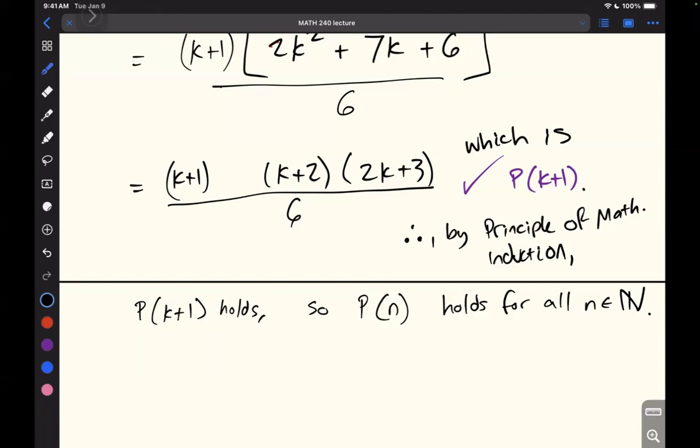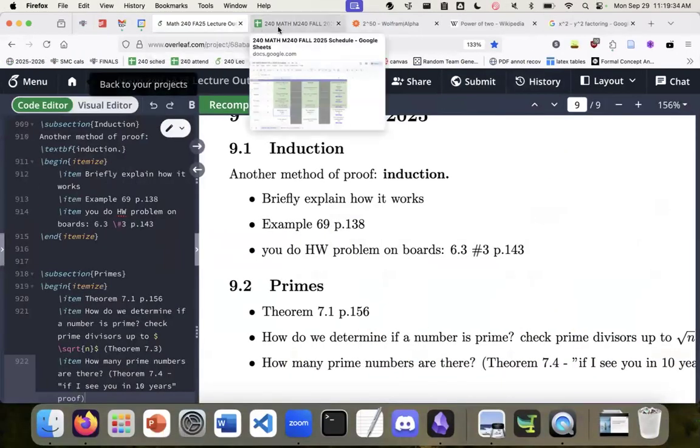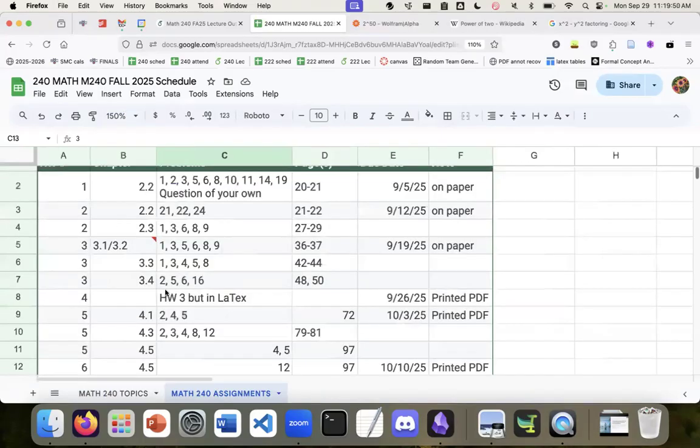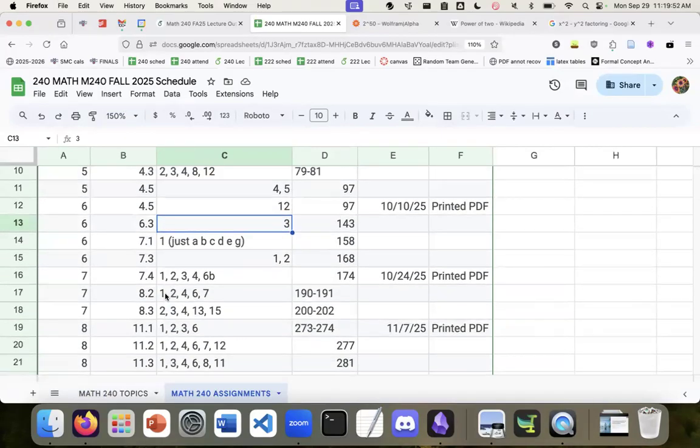Okay. Let's look at primes, and then if we've got time, we will do the problem. I changed the schedule. This is 6.3. So 6.3 used to be number 2, the problem for this section, but I don't like number 2, so I made it number 3, which is easier. So if we've got time at the end, we'll do that. But let's move on to primes.